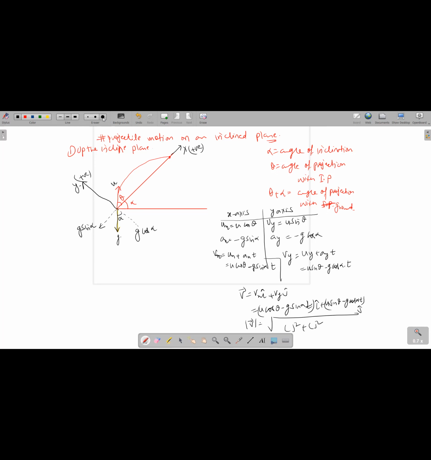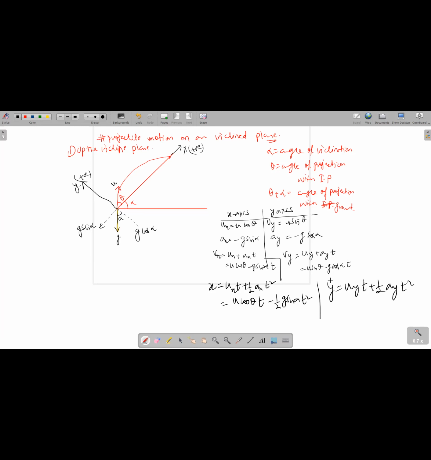Let's move ahead and find displacement along the x-axis and y-axis. Displacement along the x-axis, you can simply write ut plus half at squared. You have to take the x component only: ux t plus half ax t squared. So ux is u cos theta into t, minus half ax, which is minus g sin alpha, into t squared. Similarly, you can find uy t plus half ay t squared by putting in the values of uy and ay.